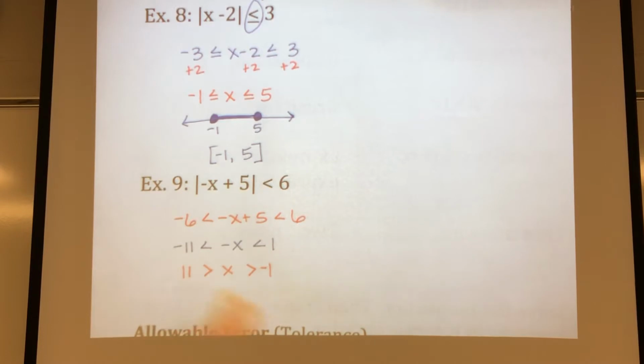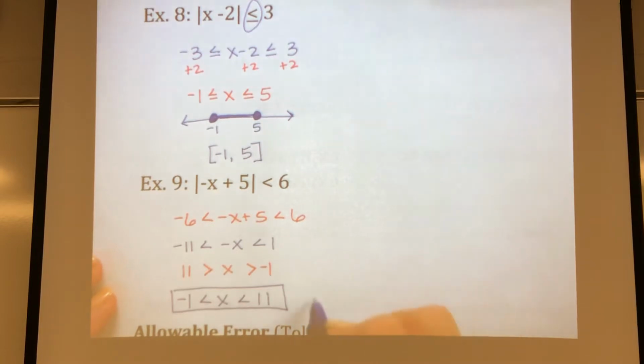Now, when we write out our final answer, we want to have the lowest number on the left. So I'm going to have to flip the entire inequality there to have negative 1 is less than x is less than 11. That's my final inequality. Then to graph it, I'd have negative 1 and 11, open circle, shade in between, with an interval notation of negative 1 to 11.